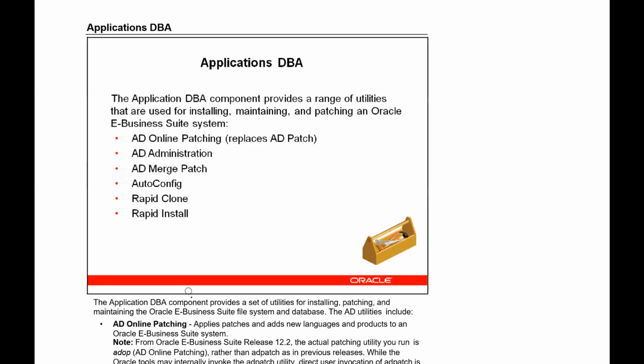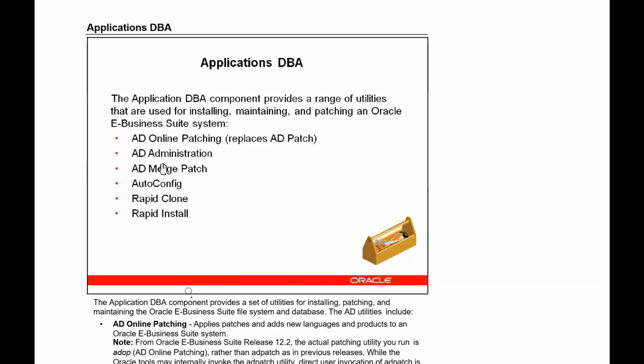Who are we? We are Oracle Application DBAs, or sometimes we call E-Business DBAs. Our activity is on patching, administration, merge patching, autoconfig, cloning, Rapid Install. As of now we have only used one. But the Application DBA component provides a range of utilities used for installing, maintaining, and patching an Oracle E-Business Suite system. For installing, we used Rapid Install.